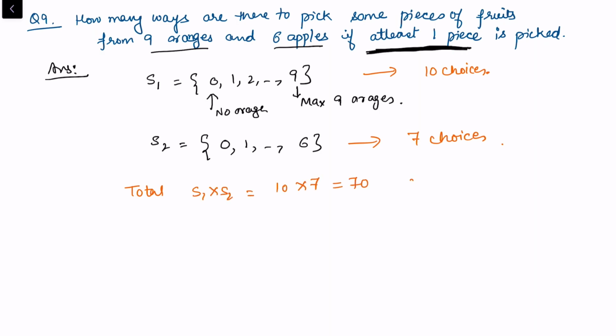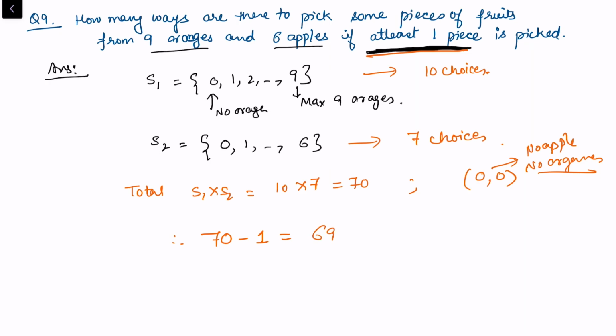is 70. And here I want to exclude this choice (0, 0), so that no apple and no orange. So this choice I am excluding because at least one fruit has to be picked. So the total number of choices which is relevant to our problem is 70 minus 1, that is 69 ways. So in 69 ways we can select at least one fruit from the available 9 oranges and 6 apples.